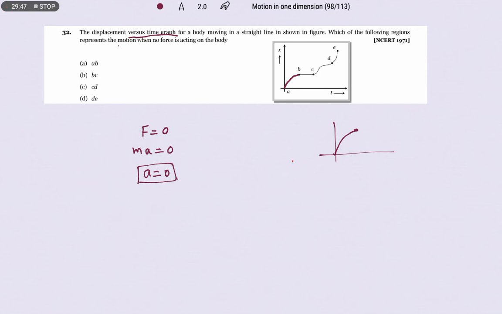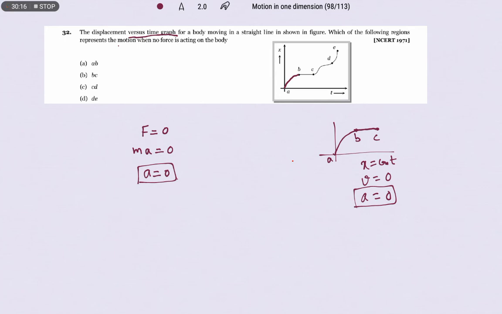And then B to C. If you see B to C, x is constant, the position is constant. And what about velocity? Velocity is 0. If velocity is 0, acceleration is also 0. So from B to C region, the particle is moving with 0 acceleration. That means from B to C, there is no force acting on it.